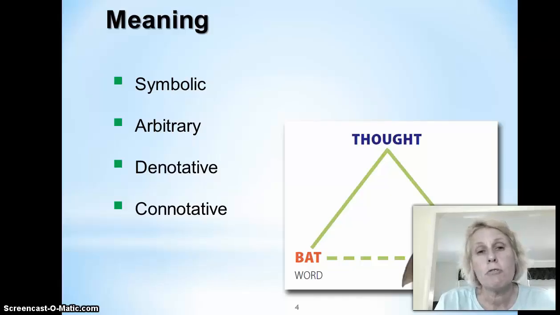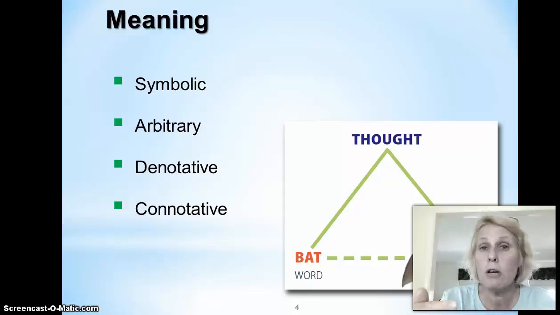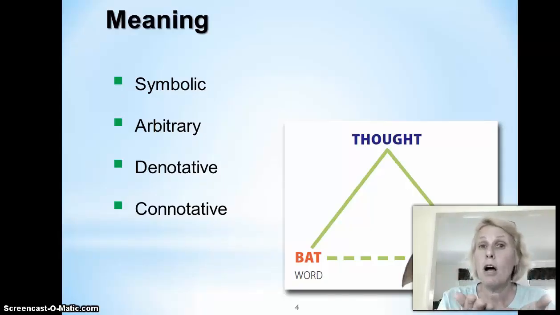It could just be arbitrary. In other words, why do we see in our minds a book when I say to you book? For some reason we learn there's no connection there. It's just that we learn that a book is a bound object with pages bound with pictures inside, and that's our book. Words are also denotative and connotative in meaning.